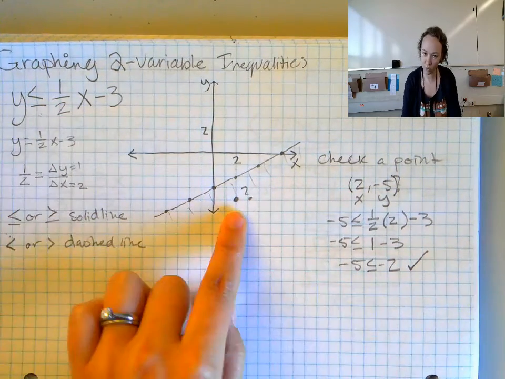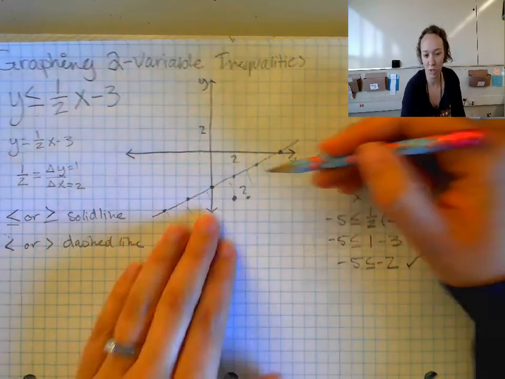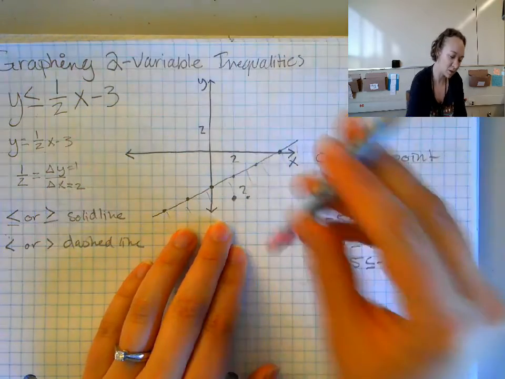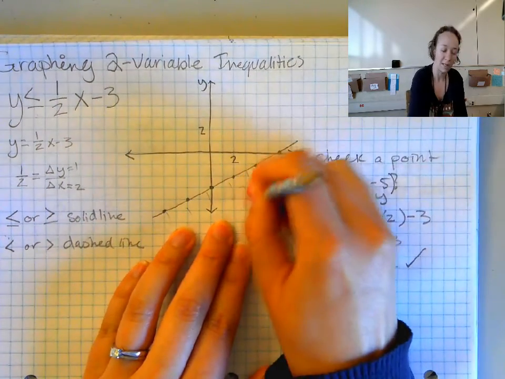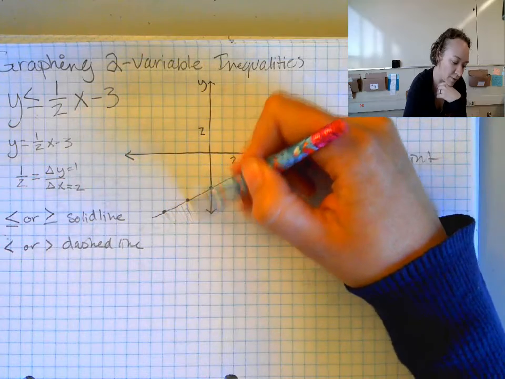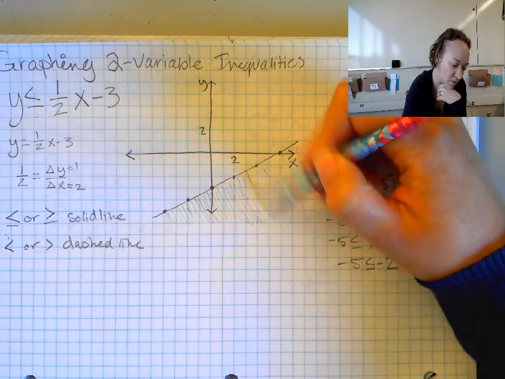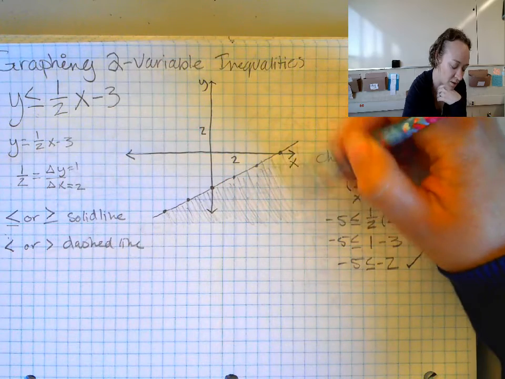So since this point works, since I know I graphed my line correctly, that means that my solution region is down below. Now, if we were doing this on a computer, they would just very nicely and evenly shade in down below. That is absolutely an option that you can do. You can very nicely and evenly shade in.